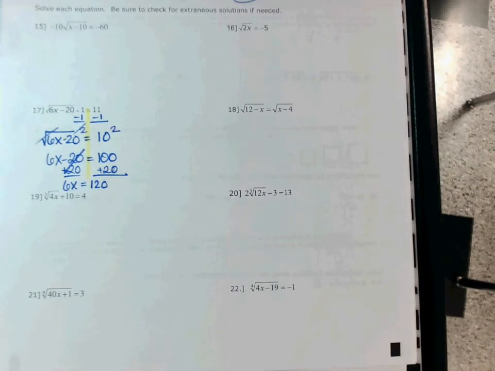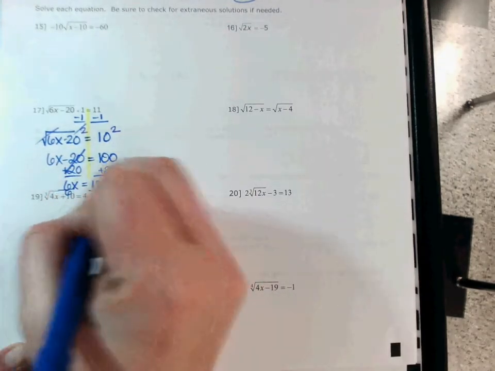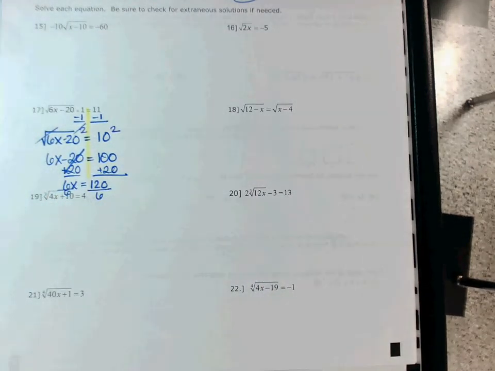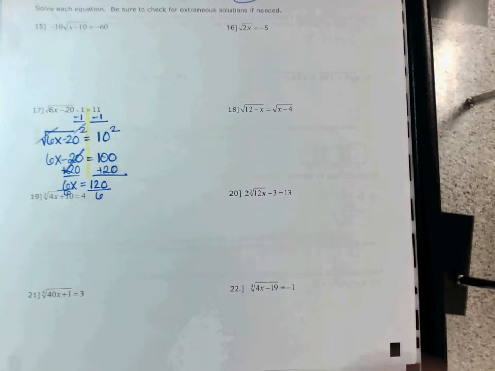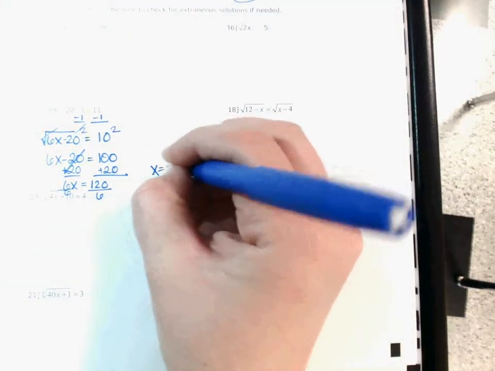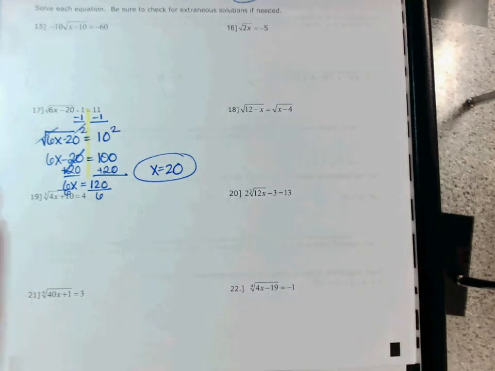100 plus 20 is 120, because my 20s cross out. And then how do I get rid of the 6? Divide. 120 divided by 6, what do we get? 20. There, it was a square root.